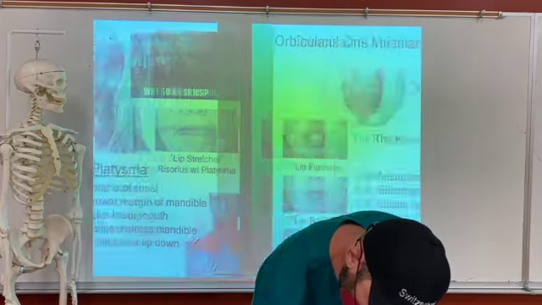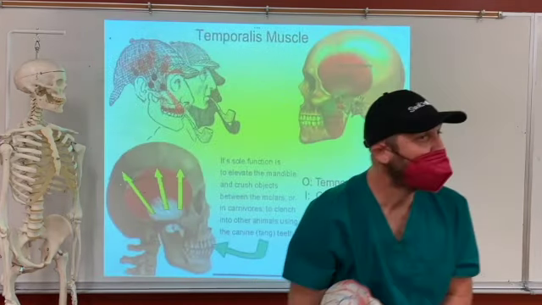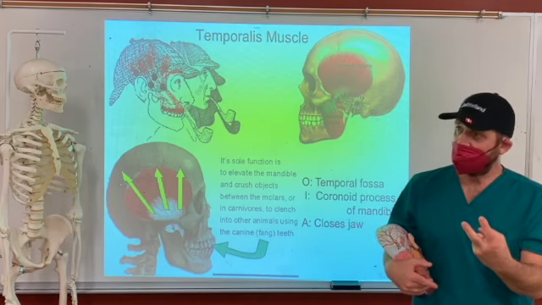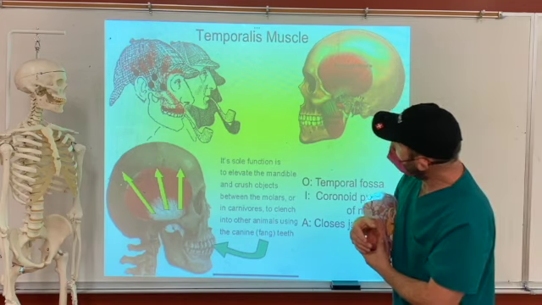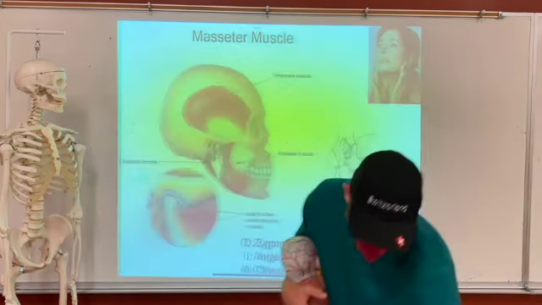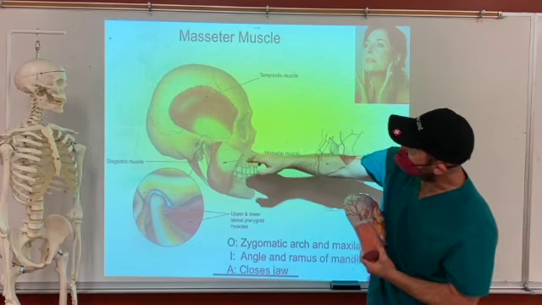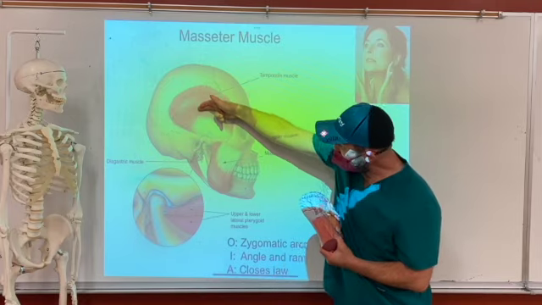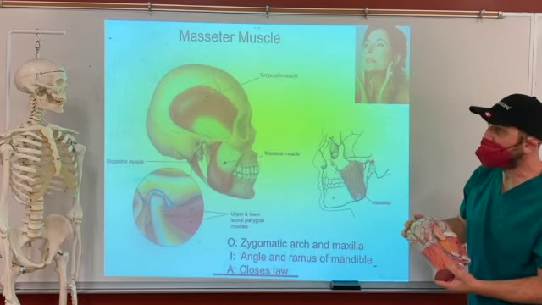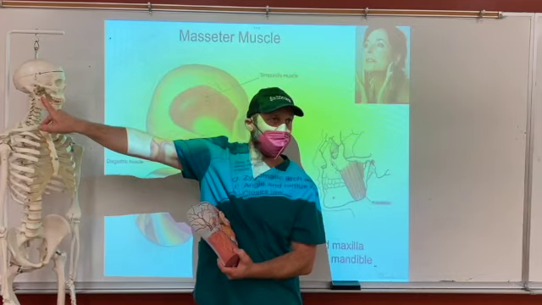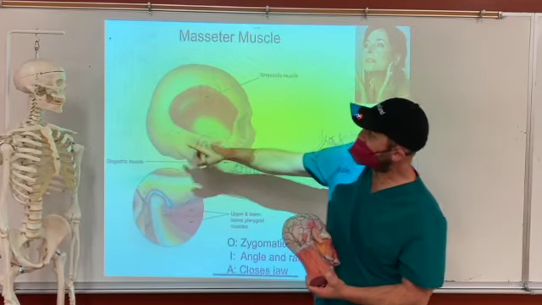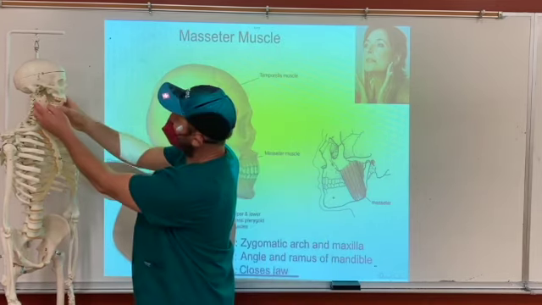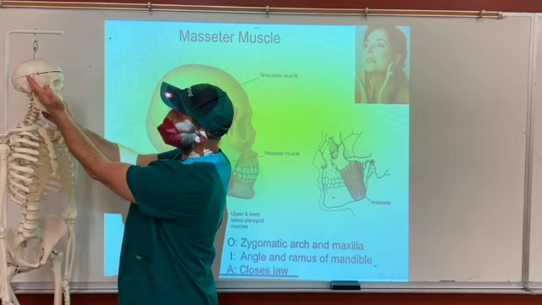And then the last ones we have are the ones that help us chew. We have four of them altogether. We mentioned two of them in the lab portion. One of them goes from the temporal bone down to the coronoid process. So it goes downward from here and closes the jaw at this sort of angle.